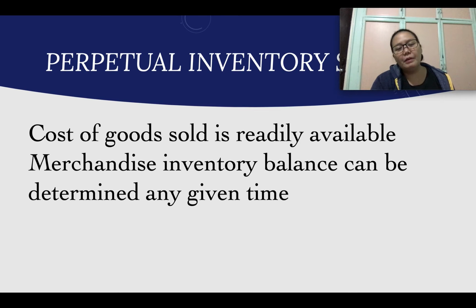So usually, the perpetual inventory system is used by companies who have low volume, high valued merchandise. Examples of which are jewelry stores, etc. Now, it doesn't mean that because the merchandise inventory balance is readily available, we will not conduct the physical count. Remember that we can still conduct the physical count in order to check if the merchandise inventory recorded in the books are physically present.